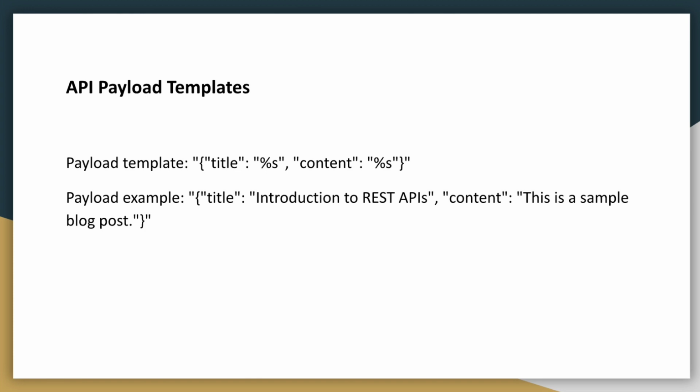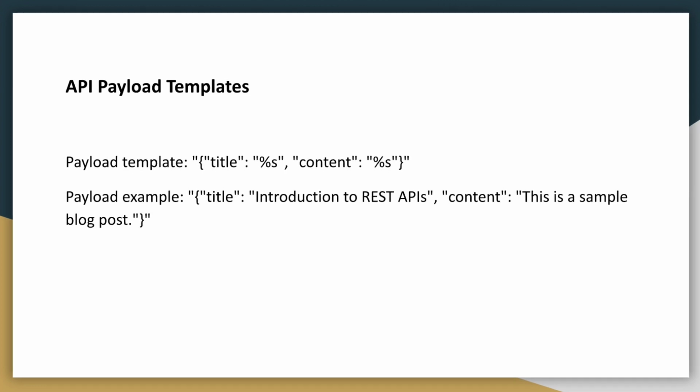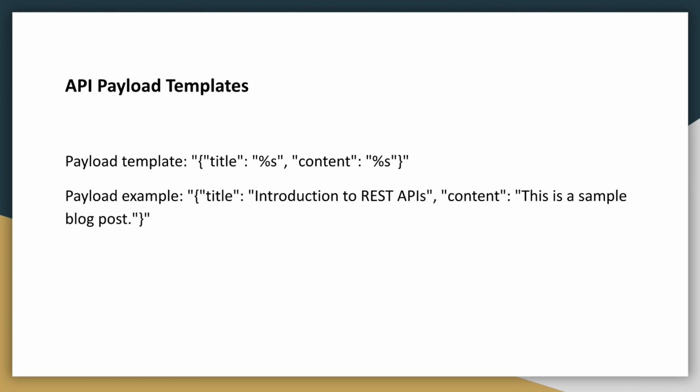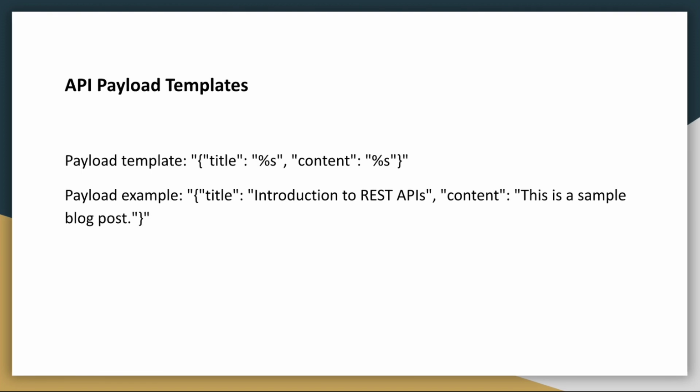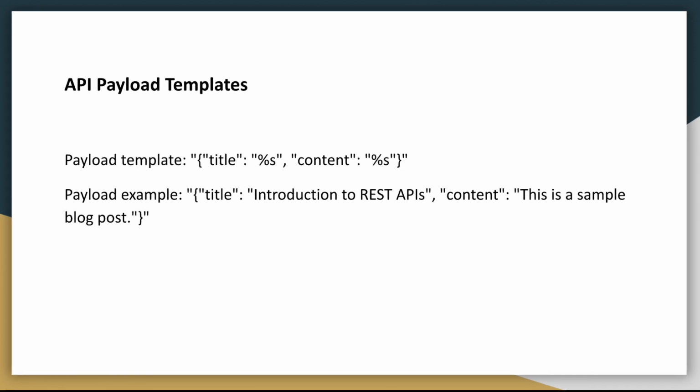Now the next one is API payload templates. When dealing with complex API payloads, I create templates to define the structure and format. For example, if I am testing a blog post creation API, I would use a payload template with placeholders. Here you can see the payload template. We have title and content, and both hold string values. Here title is Introduction to API and content is This is a sample blog post.